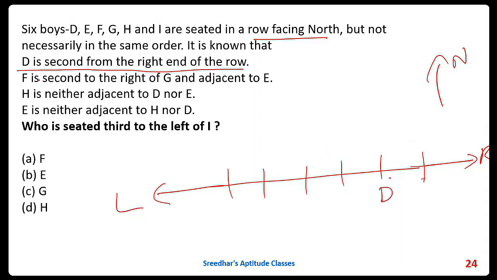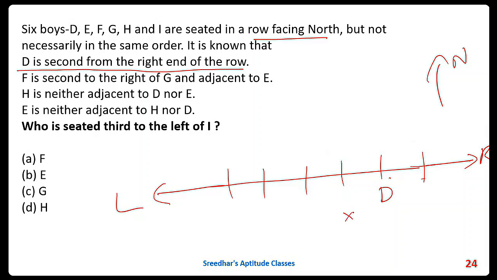Okay. Next, F is second to the right of G and is adjacent to E. Right. F is second to the right of G and adjacent to E. H is neither adjacent to D nor E. E is neither adjacent to H nor D.